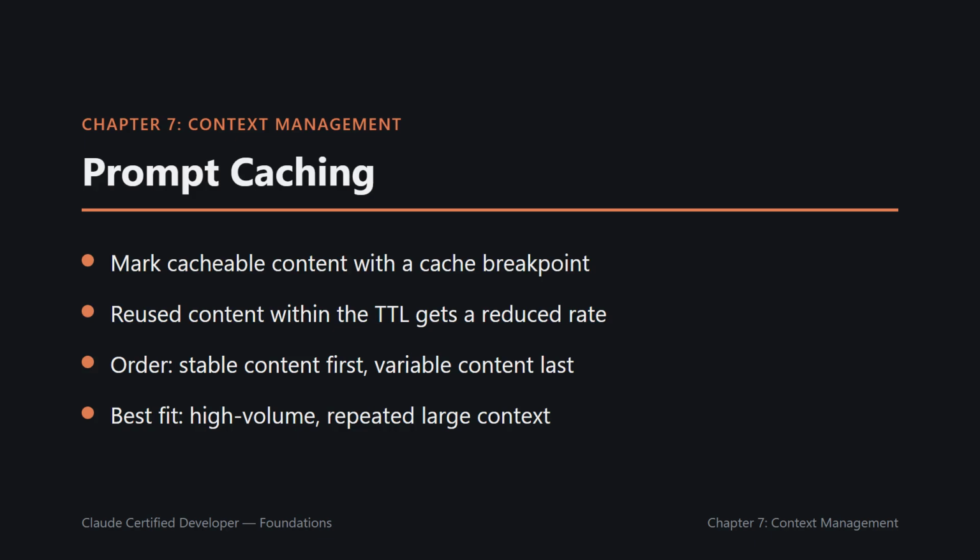Prompt caching lets you mark a portion of your prompt, typically a long system prompt, a large document, or few-shot examples, as cacheable. On subsequent requests that reuse the same cached content, you're charged a significantly reduced rate for those tokens, and time to first token improves because Claude doesn't have to reprocess that content from scratch.